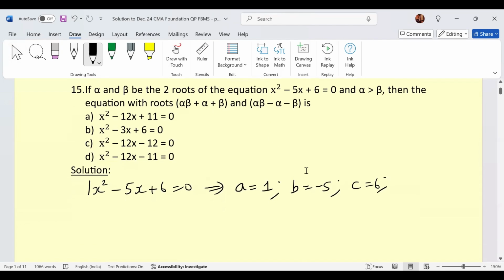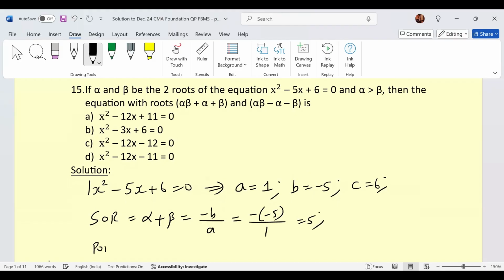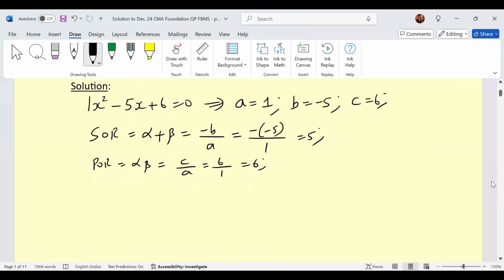So the sum of the roots, alpha plus beta, is minus b divided by a, and that will be minus of minus 5 divided by 1, we get 5. Then the product of the roots, which is alpha beta, is c divided by a. C is 6, a is 1, so that is 6. Now, we need to find out the quadratic equation which has the roots alpha beta plus beta and alpha beta minus beta.